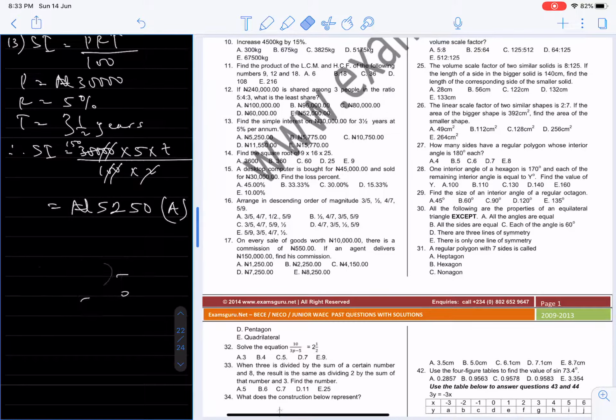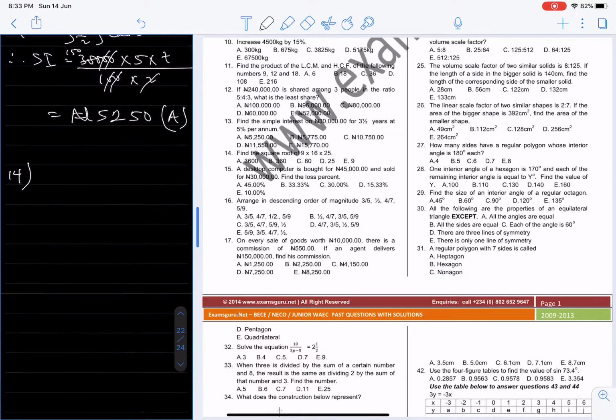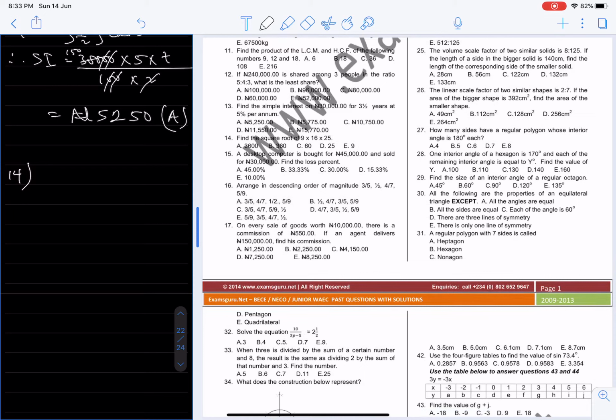Now to the next, number 14. Number 14 is find the square root of 9 times 16 times 25. Of course, the square root of 9 times 16 times 25 will be equal to the square root of 9, which is 3, times the square root of 16, which is 4, times the square root of 25, which is 5. And that's 12 times 5, which is 60. What's the correct option? That's number 14. The correct option is C.